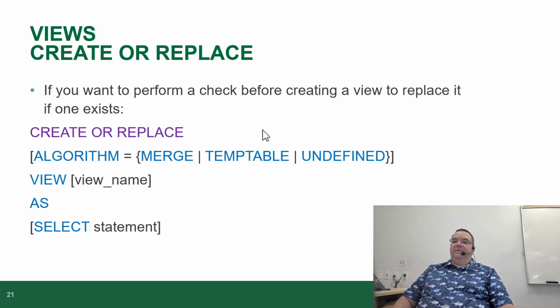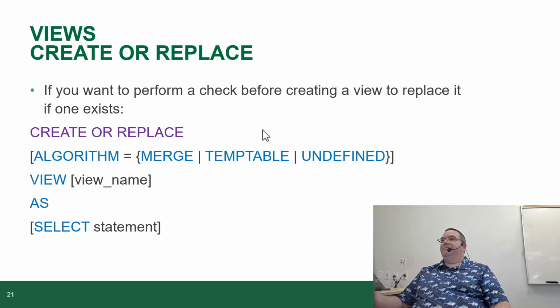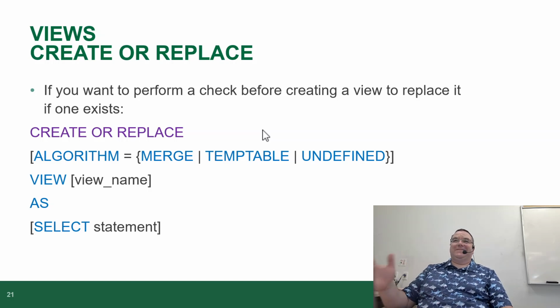The default mode is temp table, if I remember correctly. Normally what you do is you just say use undefined. That way it'll use whatever's been defined as the default in your database server, because that's probably the best choice, is just let the database server do what it wants to do. That way you'll have fewer problems later. The only time you really want to specify it is if you need a very specific performance.